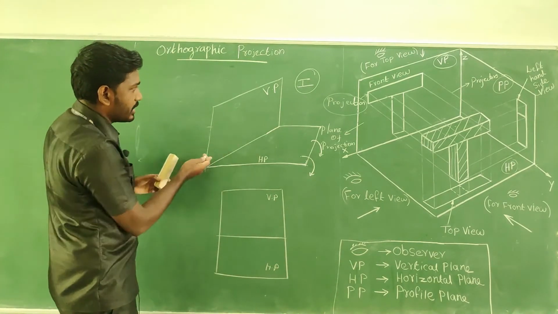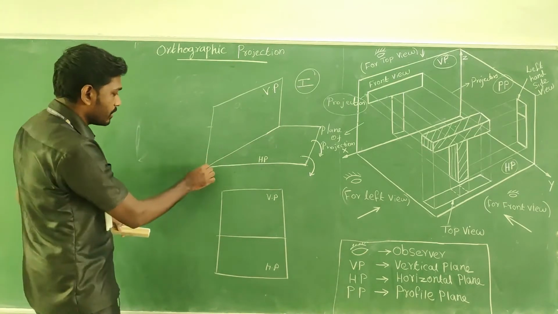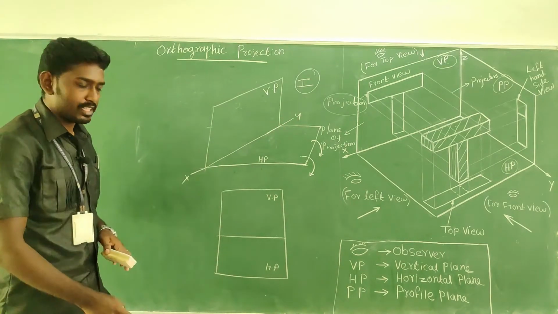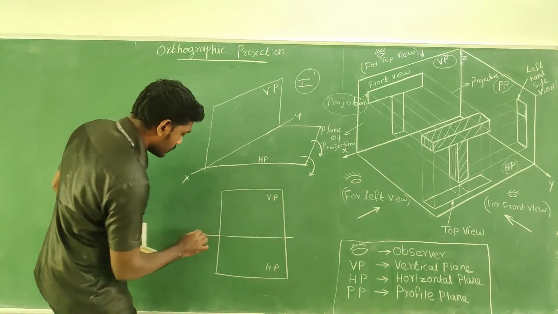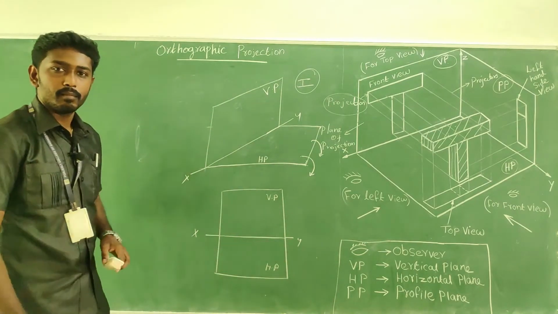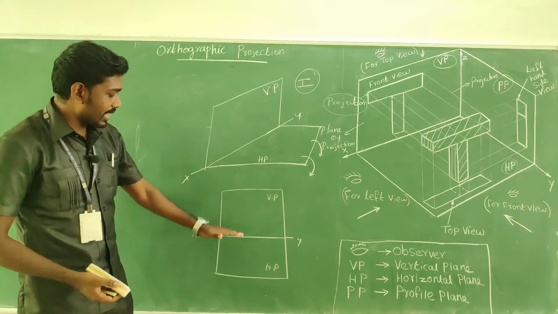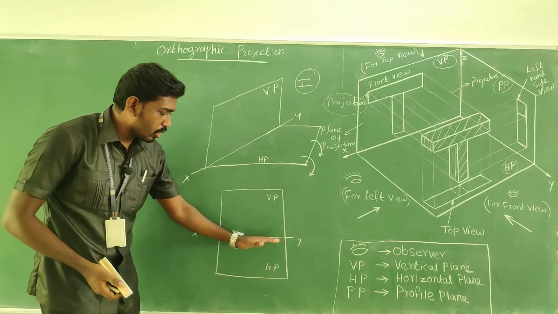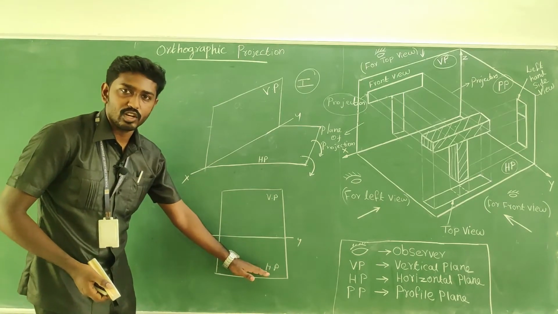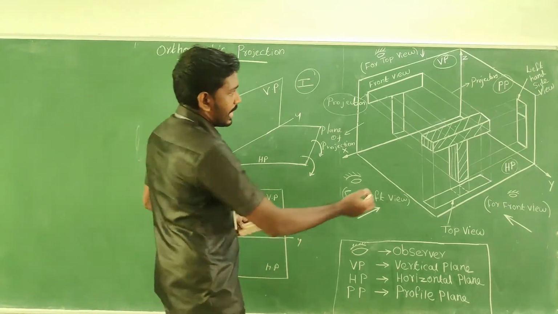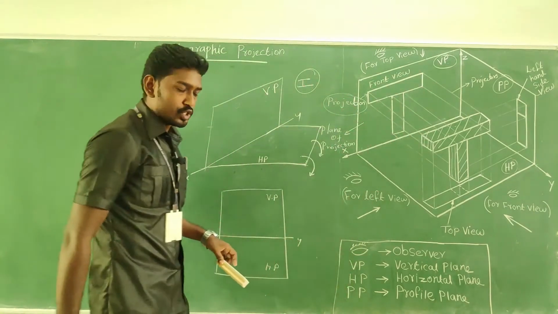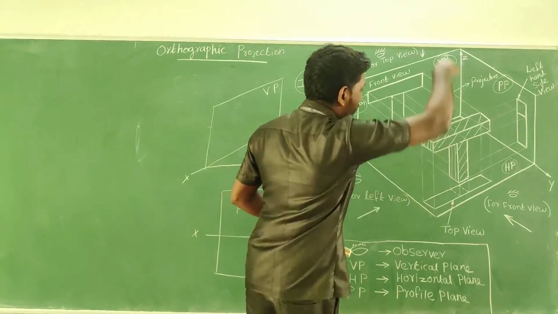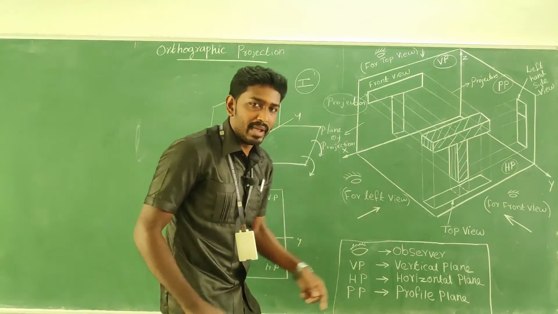The line separating the vertical plane and horizontal plane is xy, right? So above the reference line xy, the vertical plane will be there, and below the reference line xy, the horizontal plane will be there. We know in the vertical plane, the front view image will be captured. And in the horizontal plane, what? The top view image will be captured.